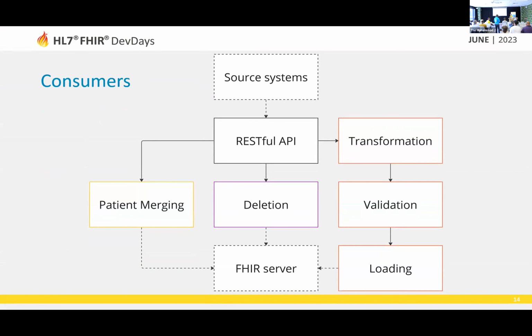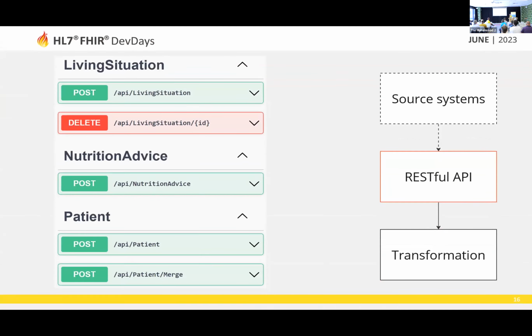The consumers, as I mentioned, need to be flexible. So the first route we had was new information adding up in the RESTful API, transformation, validation, and loading. But pretty soon we also needed to implement the deletion of data and the merging of patients. We'll go through all of them in a bit more detail.